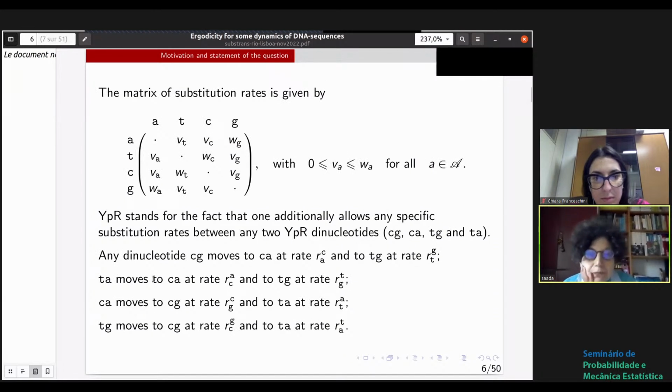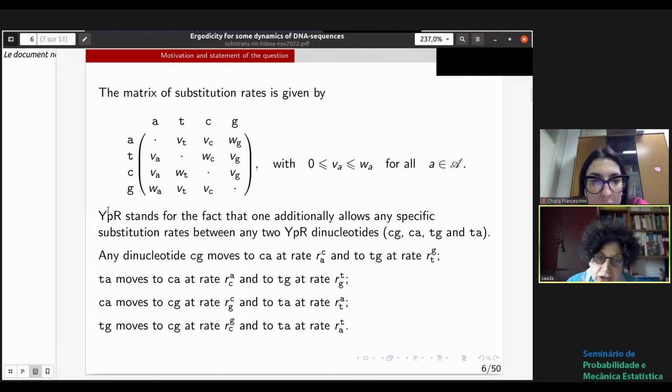So here is the matrix. So you see there that, for instance, to go to A from T and from C, it's the same rate V. Then you have the free thing, which is to go from G to A, W, but to go from A to G, it's W_G, so it's different values. And we assume that V is less than W, could be equal.